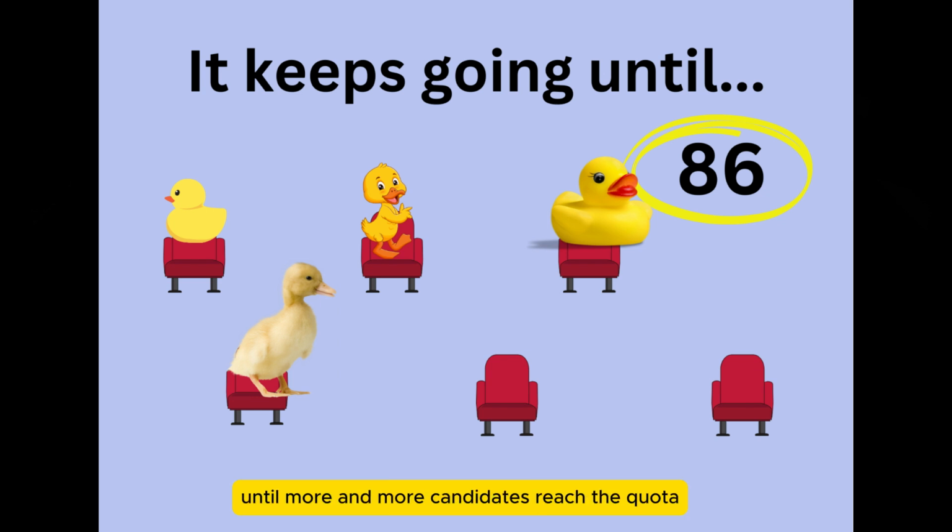This keeps going until more and more candidates reach the quota and we fill all the available Senate seats. If this can't be done, so in this case we have 2 vacant Senate seats still, then we go to the next step.